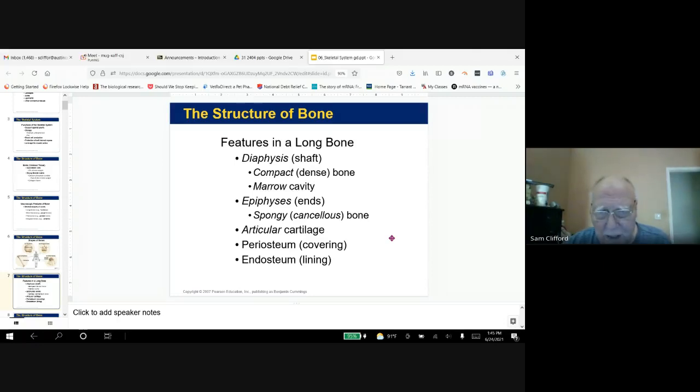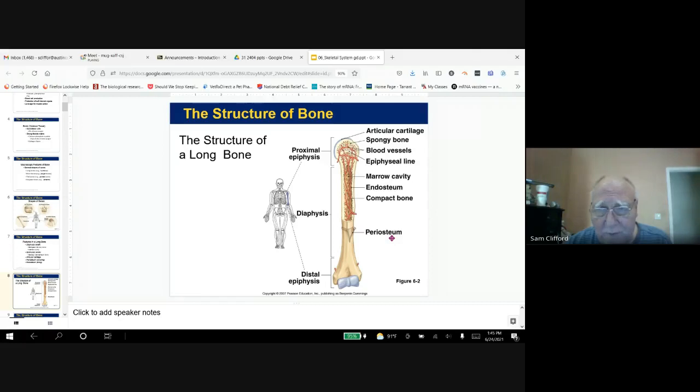So that lists all the parts of the bone. Let's look at a picture of a long bone. Each end is called an epiphysis. The central shaft is the diaphysis. Spongy bone forms the epiphysis. The epiphyseal line is a growth plate. There's cartilage on the ends of the bone, articular cartilage.